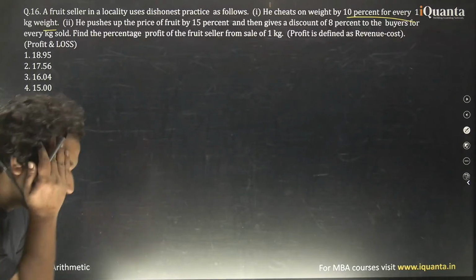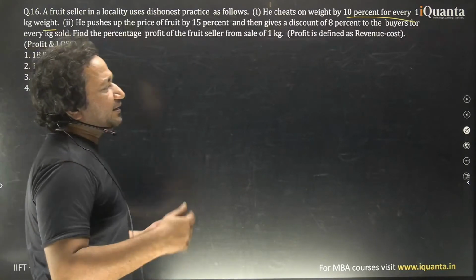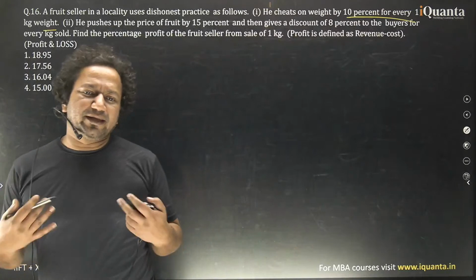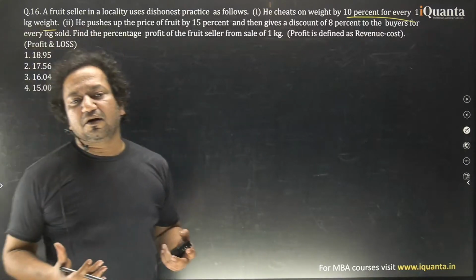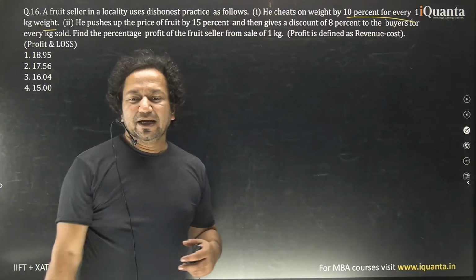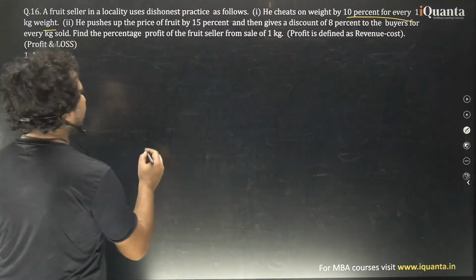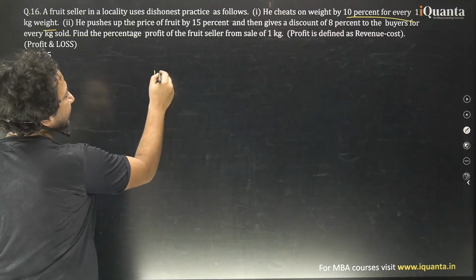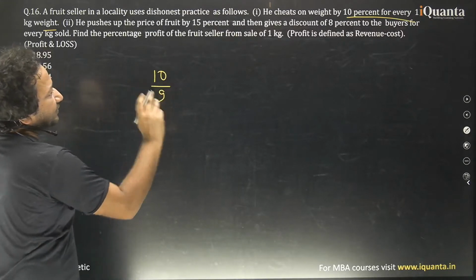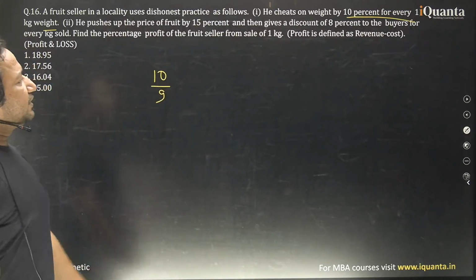Ten by 9, perfect. So basically for every 10 kg he sells, he is only giving 9 kg. That means for him the cost price is of 9 kg, but he is getting the money for 10 kg. Overall, it's 10 by 9. So I can say 10 by 9 will be the multiplying factor, isn't it? 10 by 9 is what he's getting from the first statement.